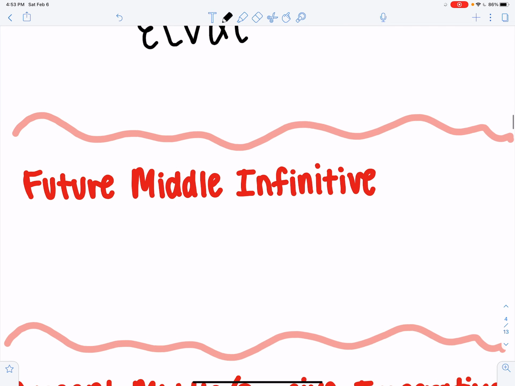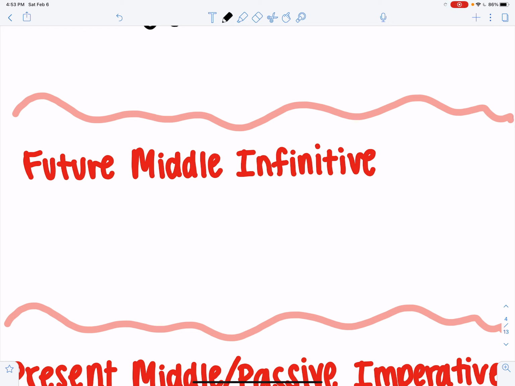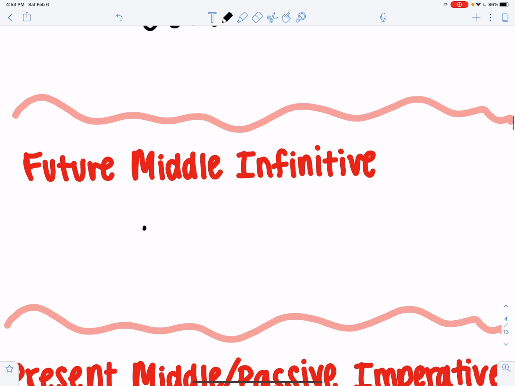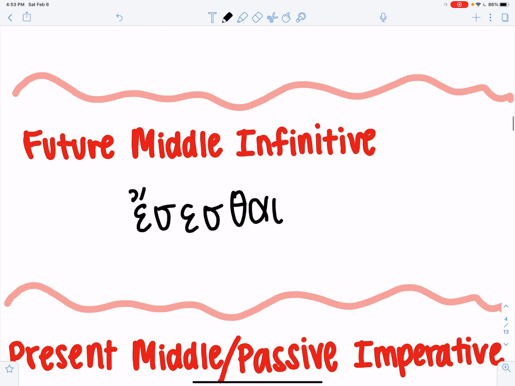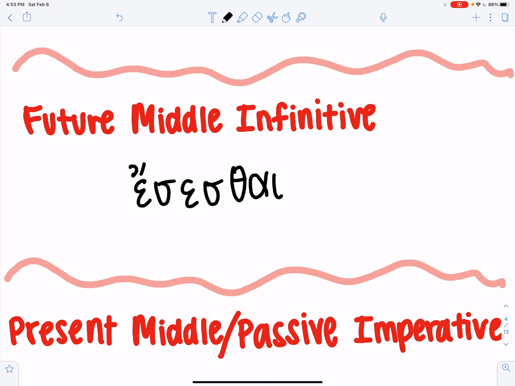Okay, now future middle infinitive. This is esesthai. So epsilon, sigma, epsilon, sigma, theta, alpha, iota. Esesthai. And you have smooth breathing and an acute on that first epsilon. Esesthai, not hesesthai. Okay, and now we are on to our final forms. Before we do that real quick, future middle infinitive is going to be translated as to be, going to be.